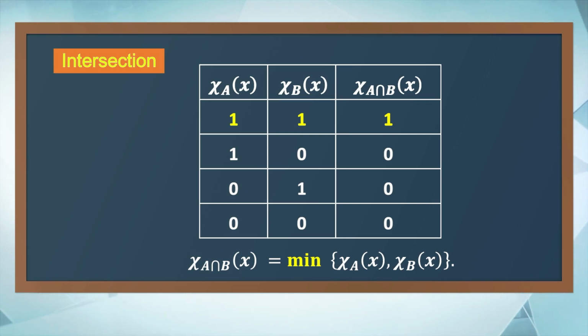What about multiplication? Let's check. 1 times 1 is 1. 1 times 0 is 0. 0 times 1 is 0. 0 times 0 is 0. In fact, there exist different methods to extend the operations on crisp sets to the fuzzy cases. Here we choose maximum and minimum, and we will discuss some of the others later.